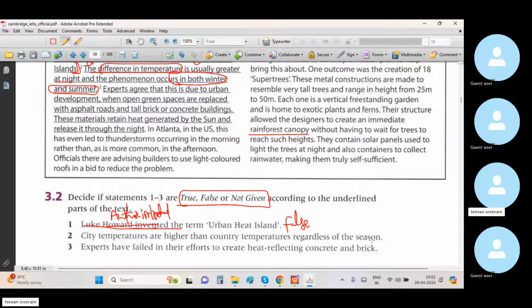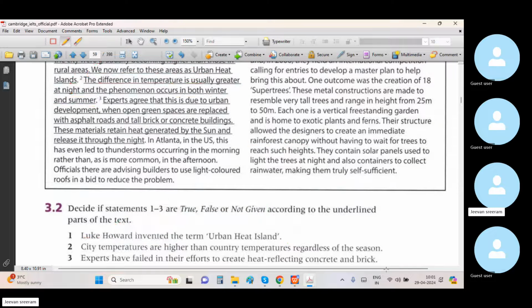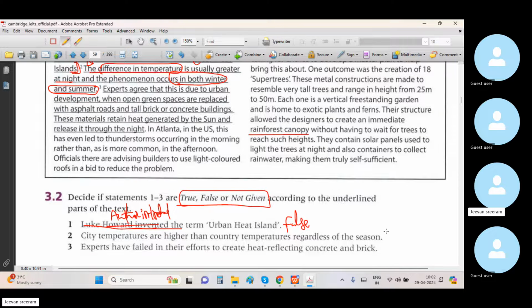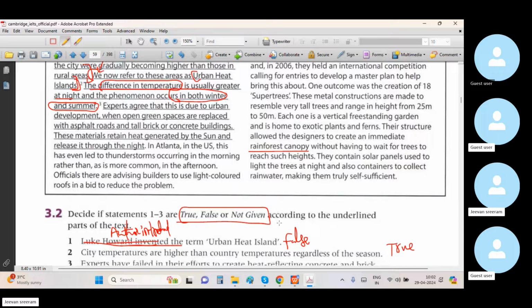So what does all the seasons mean? Generally, we define temperature differences in both winter and summer only, right? In winter and summer, the temperature difference is actually higher between rural and urban areas. So there is a clear proof line to say this is true. Any doubt with this, buddies? No, sir.